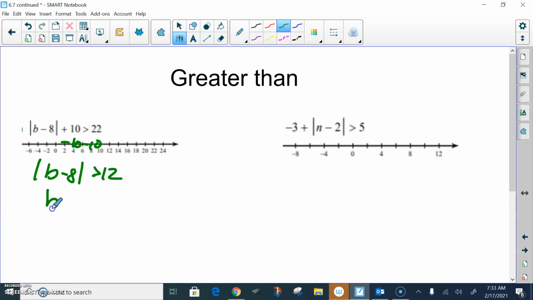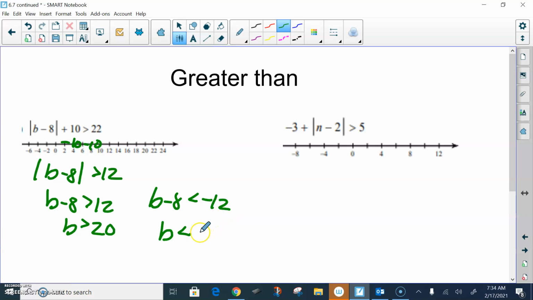And then we're going to solve it twice. b minus 8 is greater than 12. And then we're going to do it again. b minus 8 is less than negative 12. We're going to add 8 to both sides. So we're going to get b has to be greater than 20. And then we're going to add 8 to both sides. So b is less than negative 4.